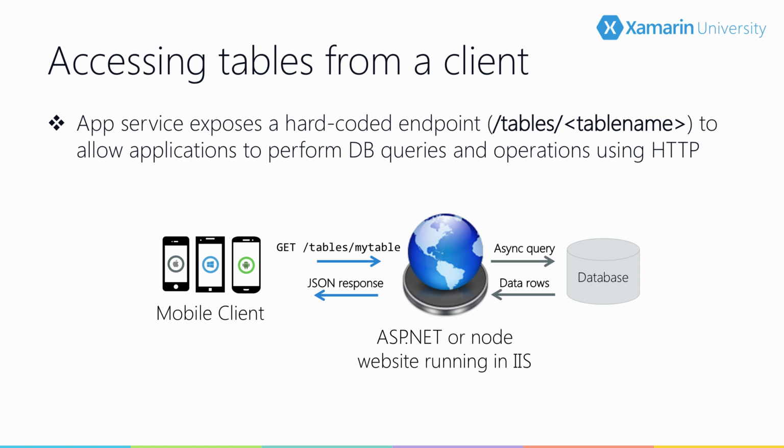When our client hits the endpoint with an HTTP GET request, the service will perform an async query against the configured database and the specified table. The table has to be configured with either table controller or Easy Tables on the server side, or you're going to get a 404 returned. The database will respond with a set of rows or a count of the affected rows. The server will then take that response and package it up as a JSON packet and send it back to the client.